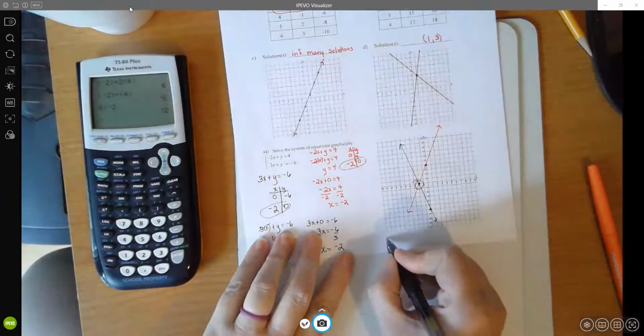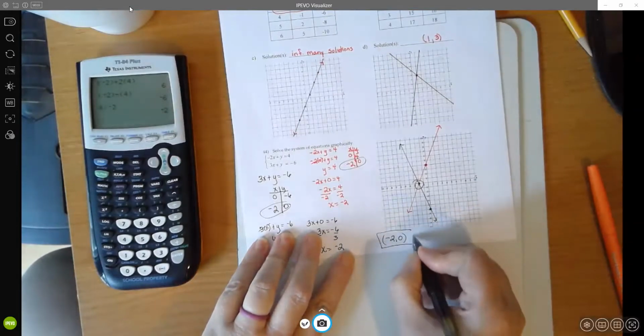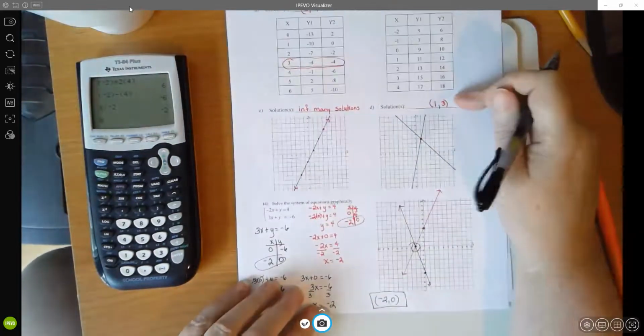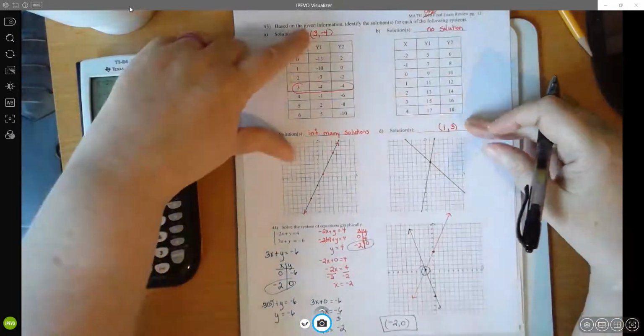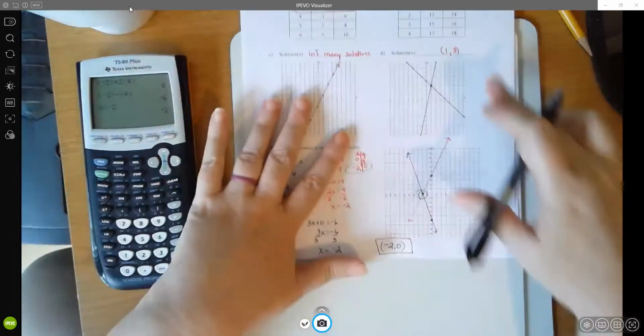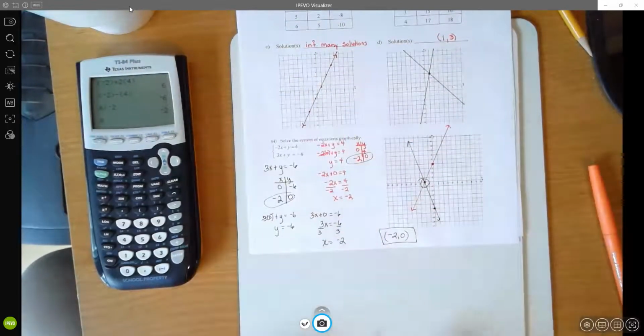So our answer to this one is negative 2, 0. And remember, for systems of equations, you should always write your answer as ordered pairs. Notice I did that up here for these as well as for this one down here. And that completes page 13.